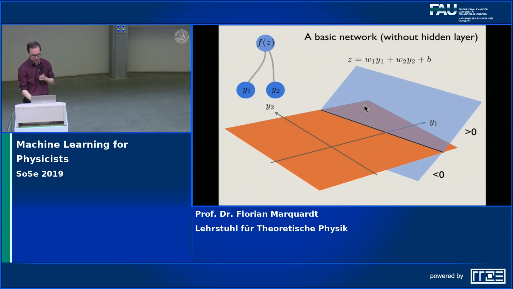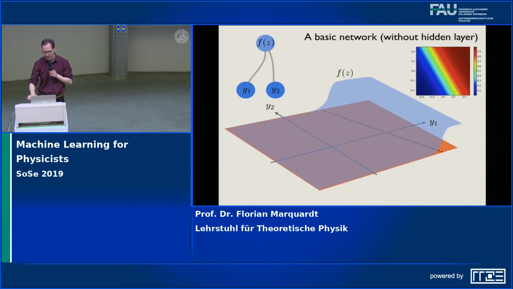But that's also easy in this geometrical way of plotting things, because if z is depicting this blue plane, then all the values of z that are positive obviously lie above the coordinate plane y1, y2. They lie above the red plane. And all the negative values lie below the plane. So if I now apply such a rounded step function f, which takes all negative values to 0 and all positive values to 1, this is what happens.